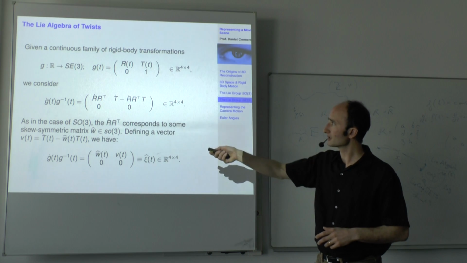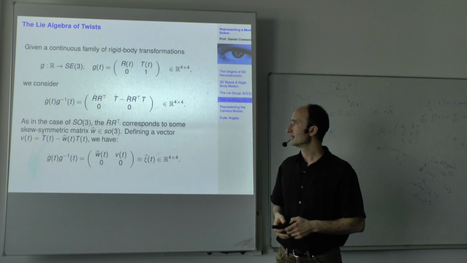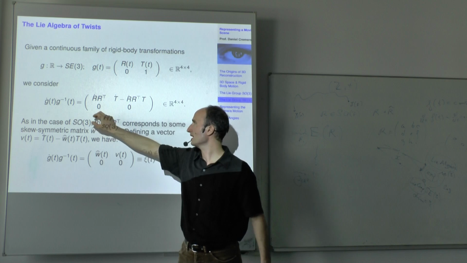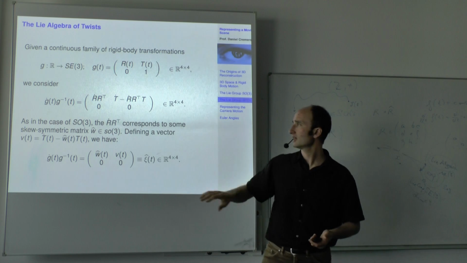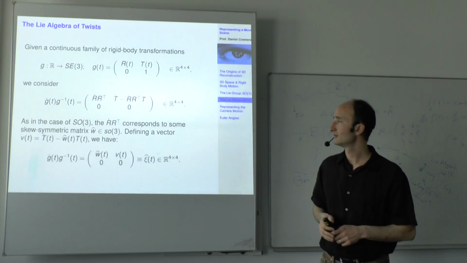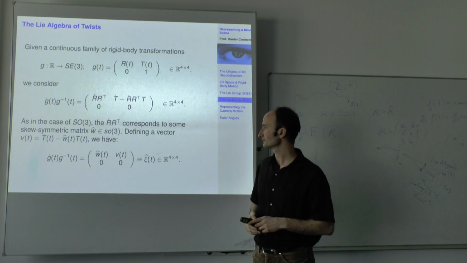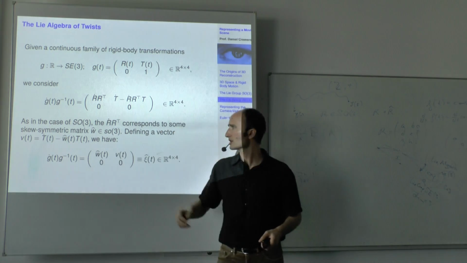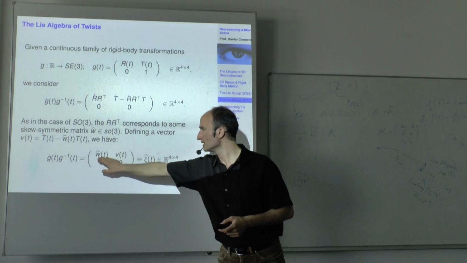So again, I skipped the calculations here, but this is rather straightforward to show that this looks like that. And so what we see here is that g dot g to the minus 1 has up here r dot r transpose, and we saw earlier that this is a skew-symmetric matrix. And this is then typically some vector in R3. So in general, we can show, if we define that vector here, we just call it v of t, we see that g dot times g to the minus 1 is of this form.